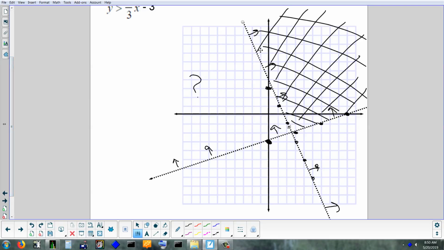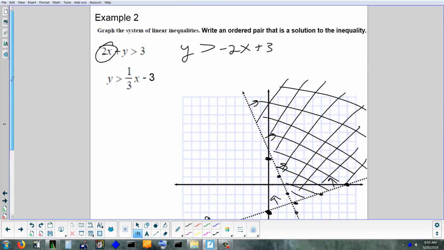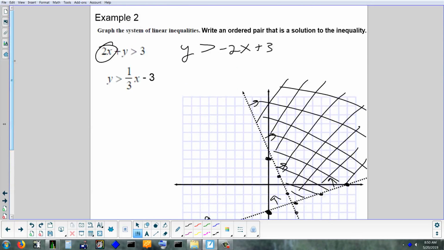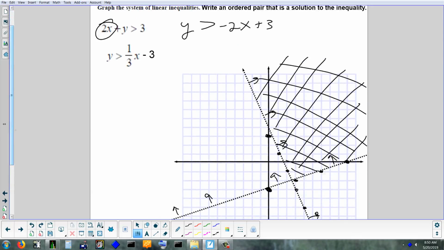Now, if you said, well, why not over here? Well, you're above one of the lines, right? You are above the lower one, but you also had to be to the right of the other one. Okay. Any questions on that one? Anything else I need to do?